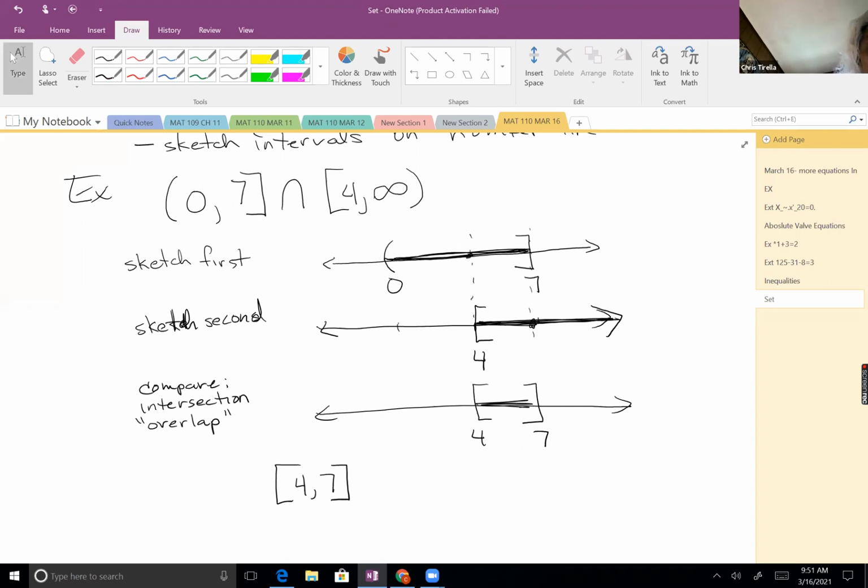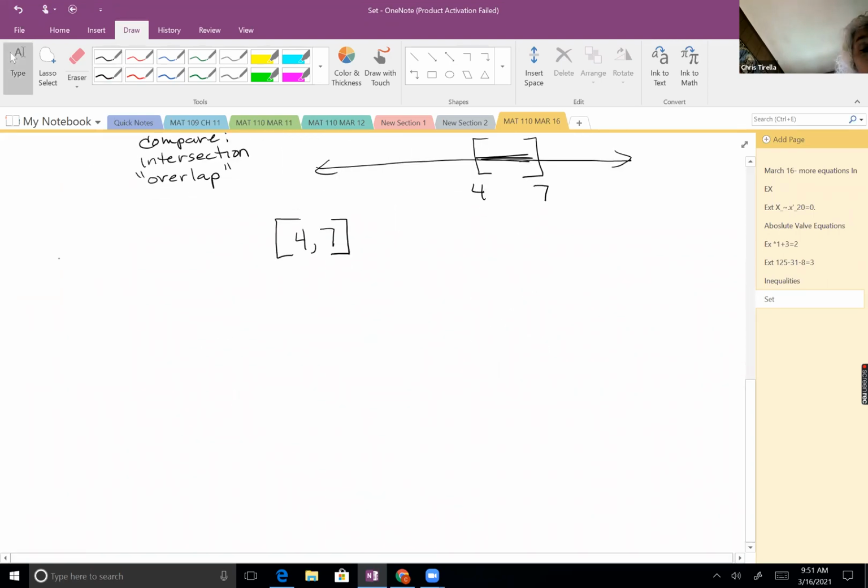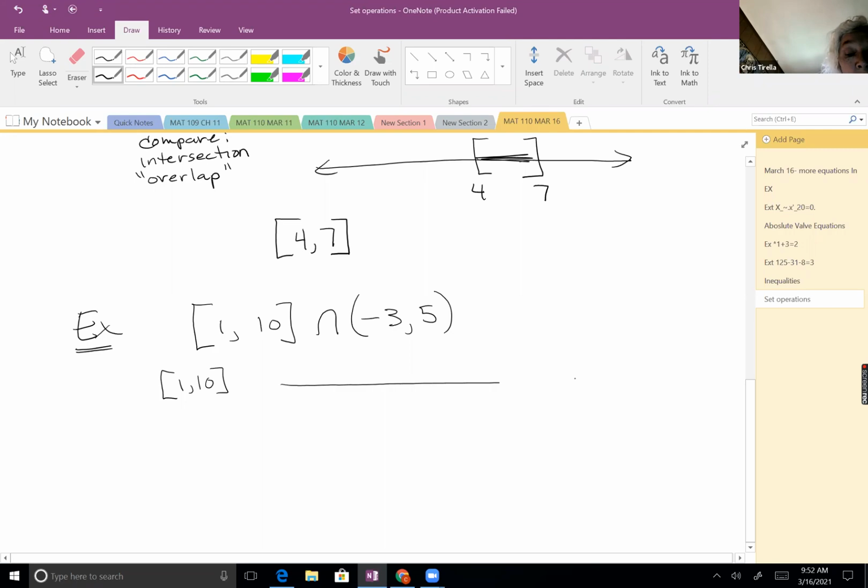If we look at another example, let's look at the closed interval from 1 to 10 intersects the open interval from -3 to 5. Again, I like to sketch these. Closed interval from 1 to 10. We include the 1. We'd include the 10 and all of the values in between.